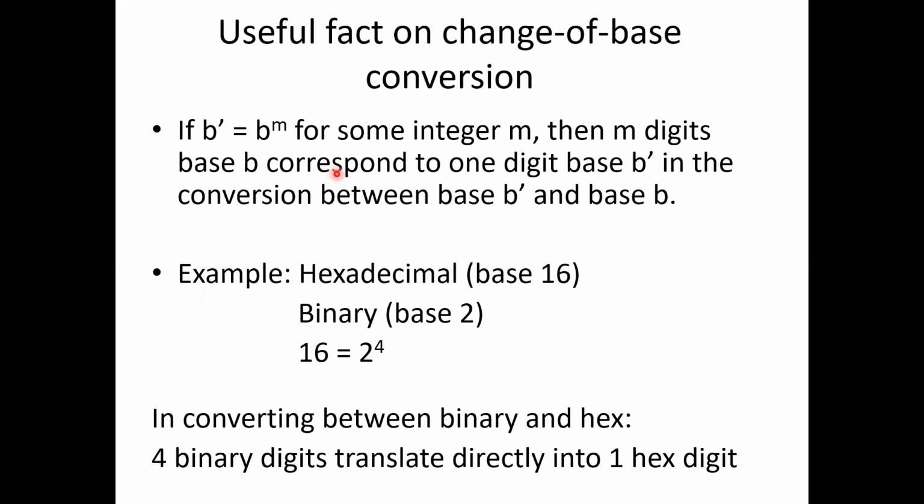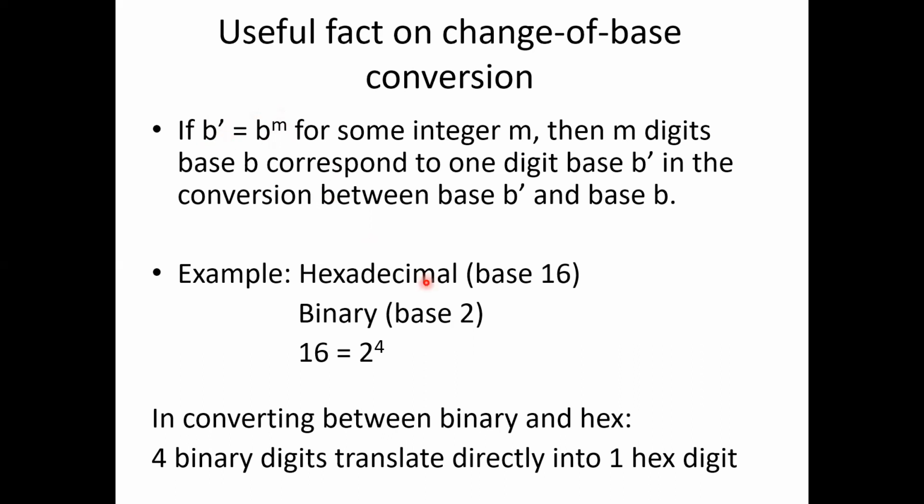Now, without loss of generality, we can go from any base to decimal, and also from decimal to any base. But sometimes there are shortcuts. If the new base is the old base to some power, then you don't have to do complicated computations to go from one base to another. So for example, in this case, m consecutive base b digits correspond to a single base b prime digit.